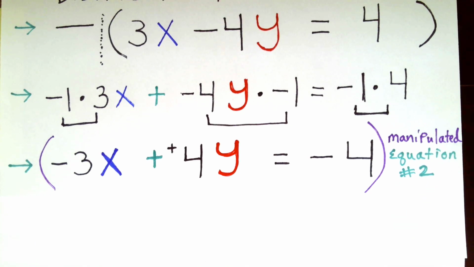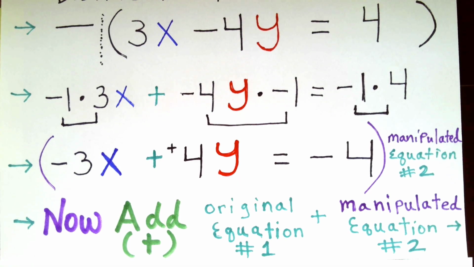What would you guess is the next step? Well, if you guessed that the next step was now to add the original equation number 1 plus the manipulated equation number 2 in order to eliminate the variable, you're absolutely correct. Let's go ahead, get out that microscope, and take a look at what that looks like.